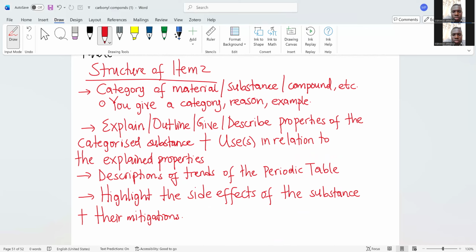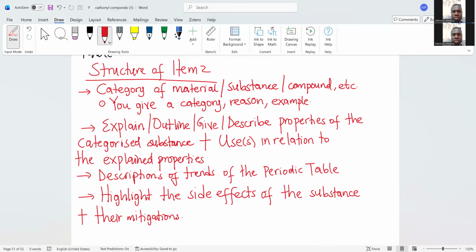Maybe you are going through acids and alkalis, so ensure that you familiarize yourself with how acids and alkalis can be categorized. Can you give some examples? Can you give properties of acids? Can you give uses of acids in relation to those properties? Can you describe trends in melting points? Can you highlight side effects of an acid or side effects of a metal which has been categorized? So as you are reading, can you just refer to this structure?